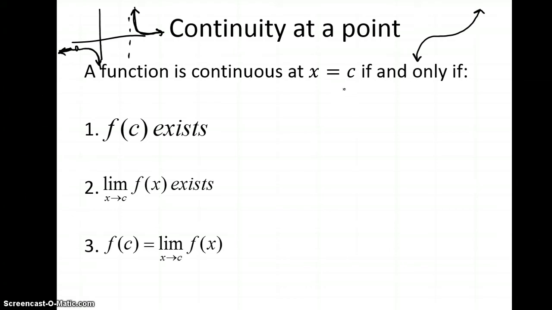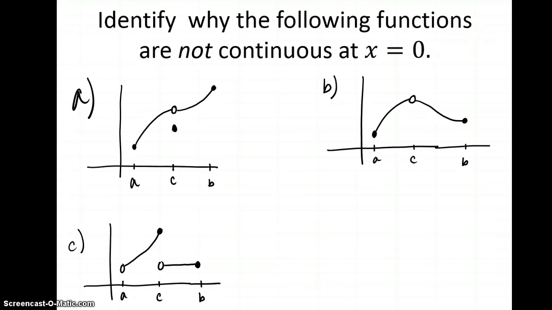A function is continuous at a given point if and only if 3 conditions are satisfied. f of c exists, the limit as x approaches c of the function exists, and the y value of the function and the limit of the function are the same thing. So let's look at 3 examples of these cases. Identify why the following functions are not continuous at x equal to, that should not be 0, but rather c.